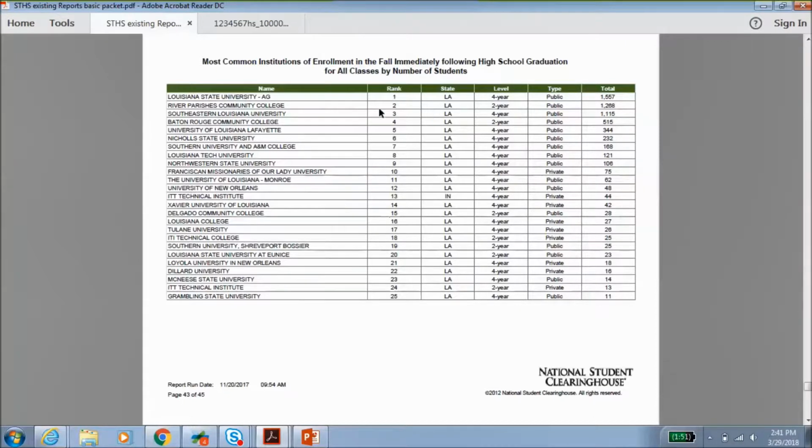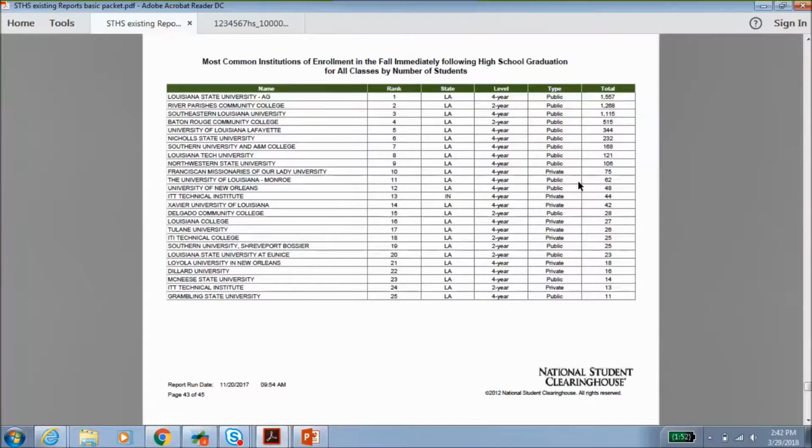You'll see that 1,557 students went to Louisiana State. And then it goes on down. The last one in the top 25 is Grambling. 11 of your students went there in the first fall. This is strictly for information, something you might find useful to counsel students who are getting ready to graduate, where they may want to go to school. You can let them know these are the top schools that your graduates went to.